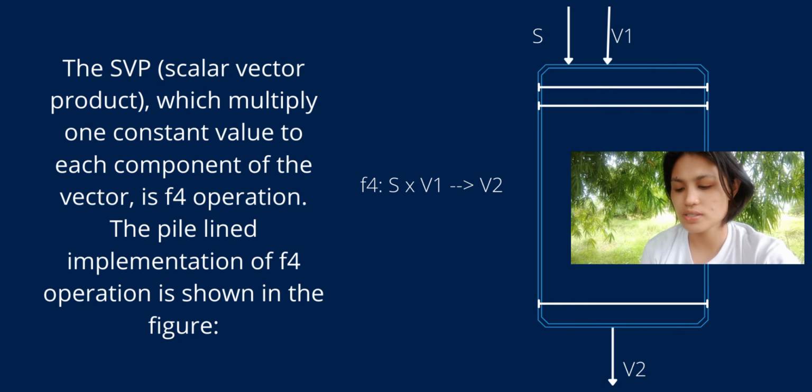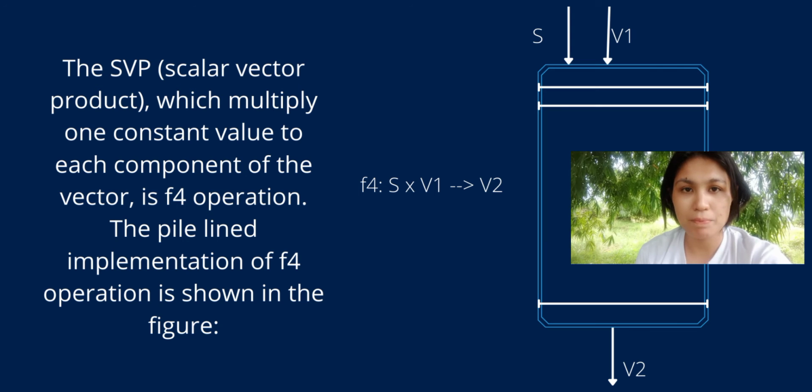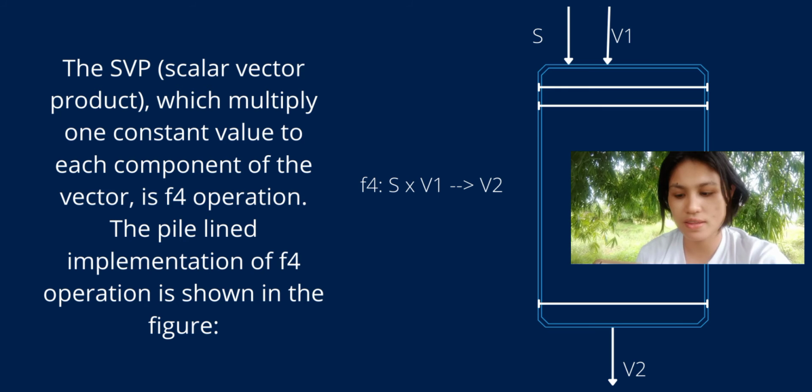The last one is the SVP or the scalar vector product, which multiplies one constant value to each component of the vector, is an F4 operation. The pipeline implementation of F4 operation is shown in the figure. Let's look at the figure and analyze it.